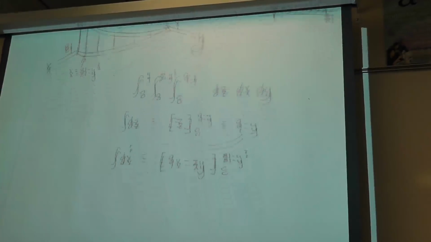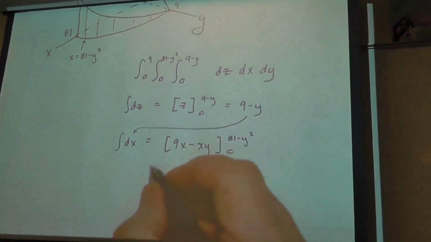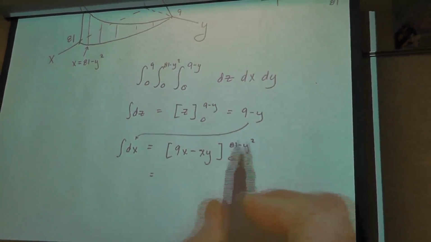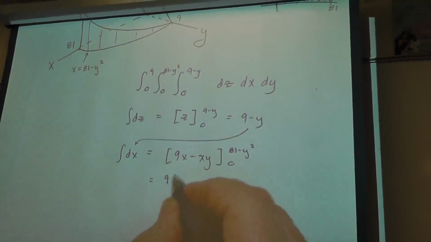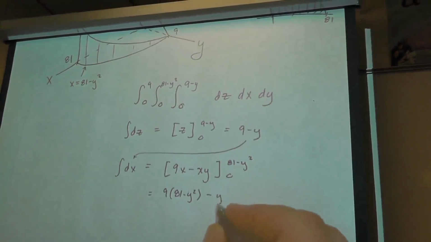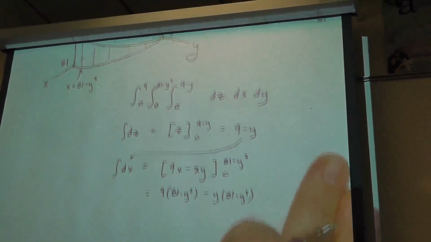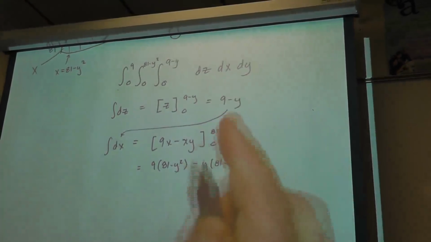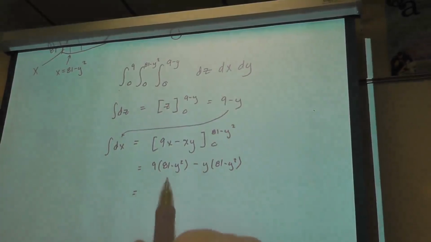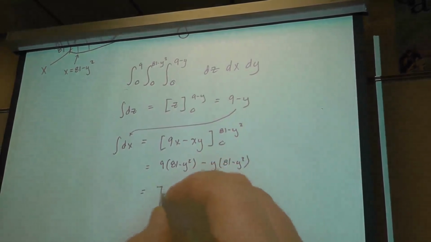And you want to plug those limits in for the x variable that you just integrated. So the only non-zero contribution comes from that top limit plugged in: 9 times (81 minus y squared) minus y times (81 minus y squared). And then take the liberty of simplifying it before you go to your last integral, just to see what your term by term is. 729, that's maybe?